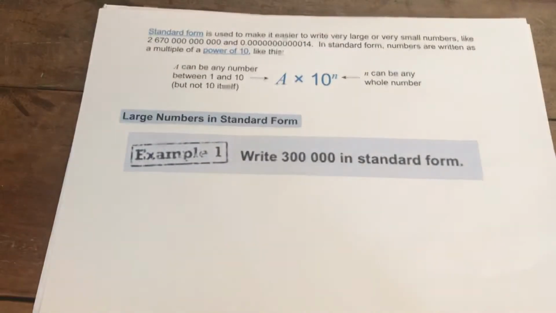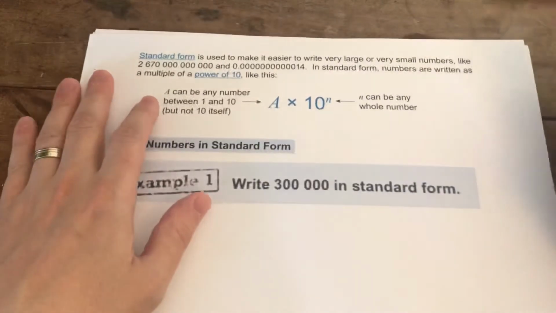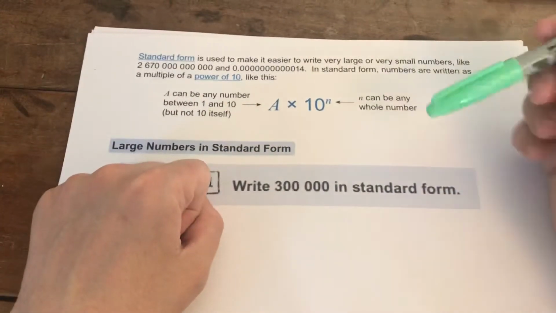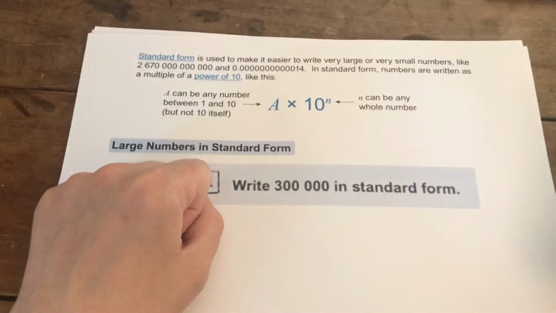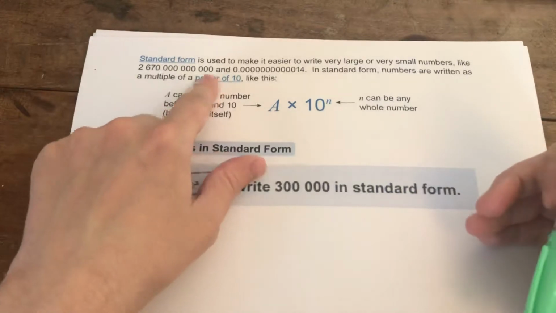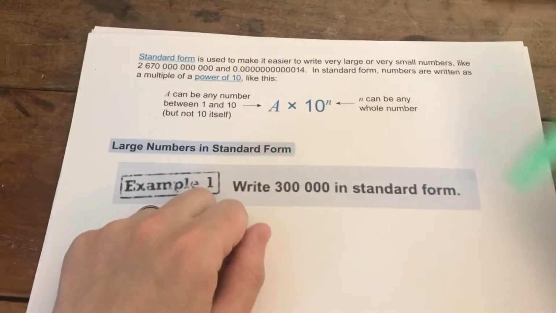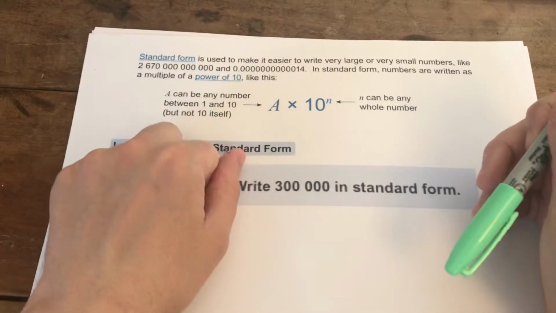So what we're going to do today is write large numbers in standard form. Before we do that, I'm just going to talk about what standard form is, coming from the top of your knowledge organizer. Standard form is used to make it easier to write very large or very small numbers, like this large number here and this very small number here. In standard form, numbers are written as a multiple of a power of 10.